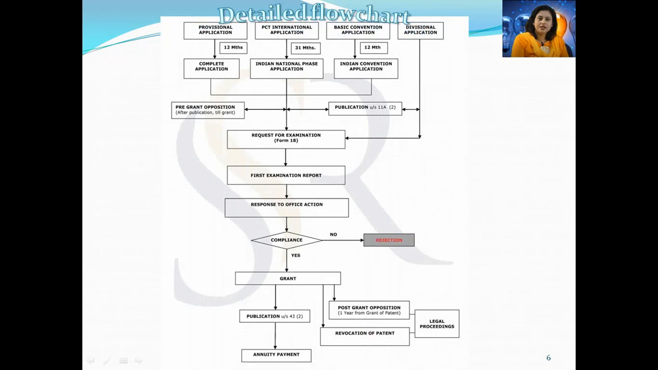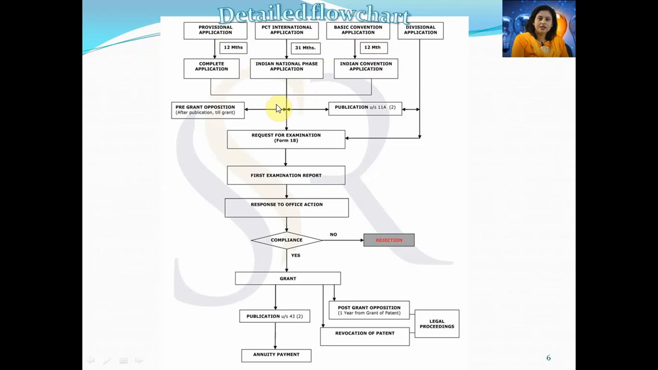Let us have a detailed flow chart of patent registration in India. As you can see, there are 4 different types of patent applications: provisional application, PCT international application, basic convention application, and divisional application. For all these applications, you have to fill up the corresponding application forms and then submit. For a provisional application, it takes 12 months. For PCT international applications, it normally takes 31 months. A basic convention application takes 12 months.